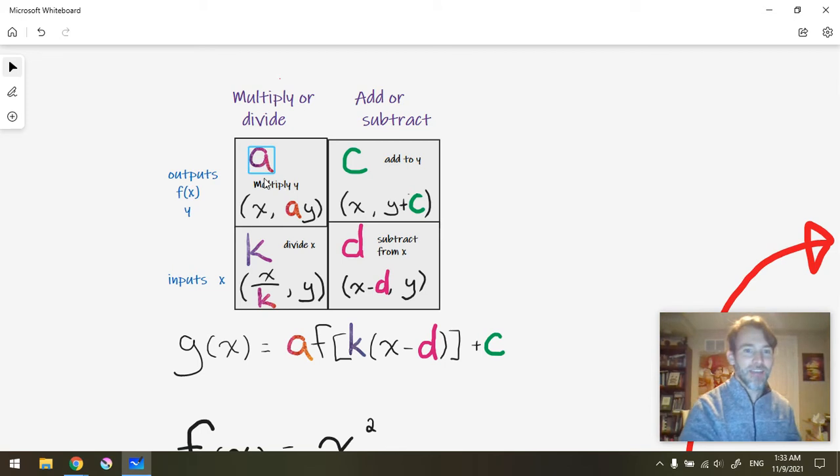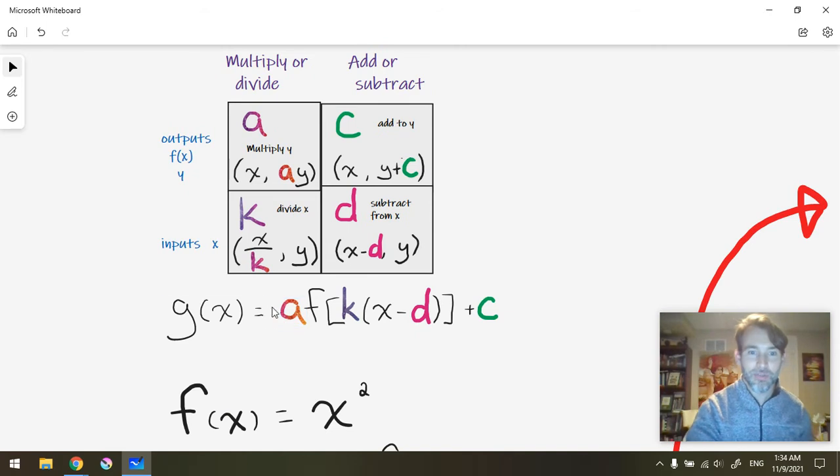So our A values are multiply, and we're going to be multiplying our outputs there, A multiplied by y. And then K, well, that's going to affect our inputs. But counterintuitively, for K, we divide the input when we're transforming point by point. And then C's and D's, these are our addition and subtraction. C's add to outputs, so we're going to add those to the y's. And D's, you just got to remember to flip the sign. D's a sign flipper. So just like the vertex form of the parabola, this is a sign flipper in the x and it's not in the y. So make sure that you subtract that from x when you're applying these transformations.